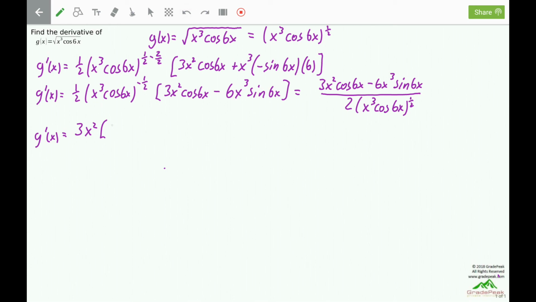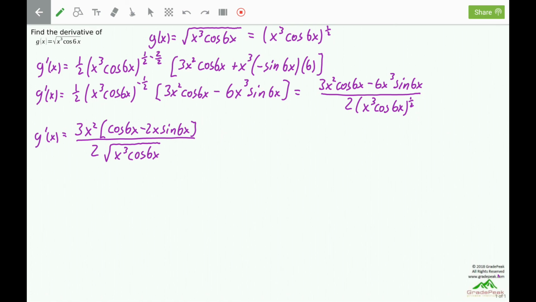So that'll leave us a 1 times the cosine of 6x, and then we'll have a minus 2x. One of the x's will be left over there, and then sine of 6x. And then all of this is divided by, and in the denominator we have 2 times a quantity to the 1/2. Well, 1/2 power means the square root to the first power, so I'll rewrite that as square root of x cubed cosine of 6x.